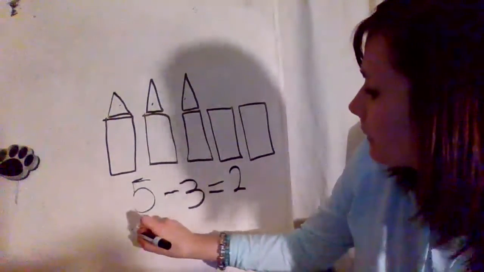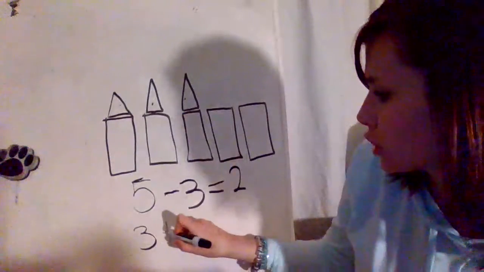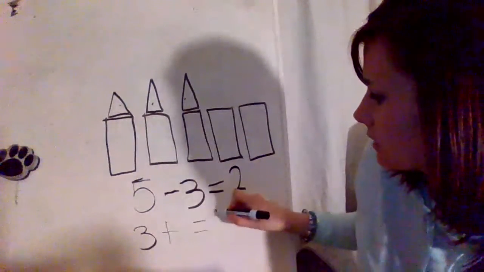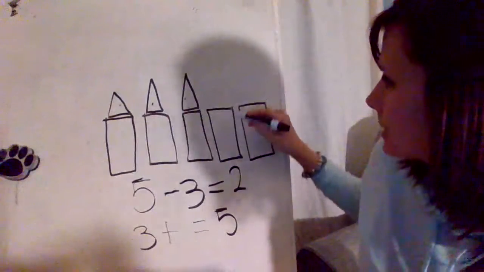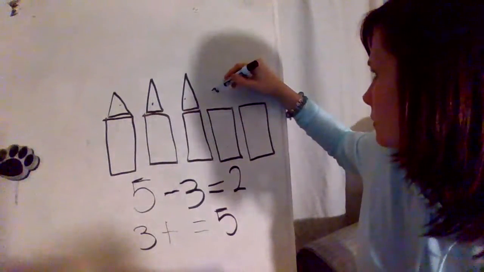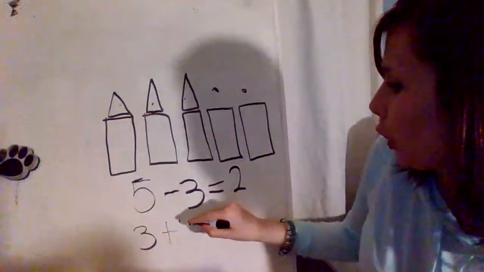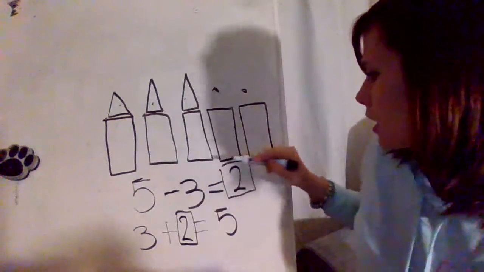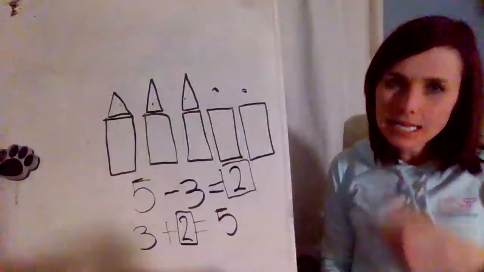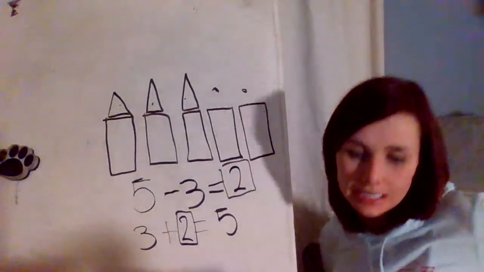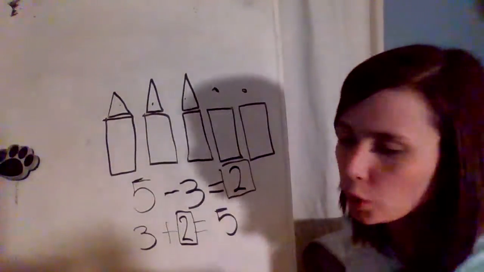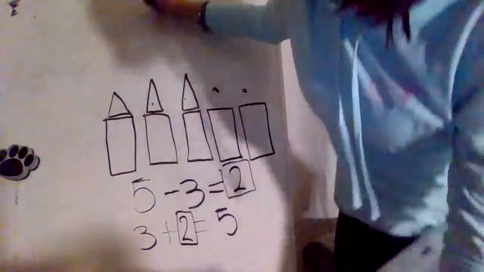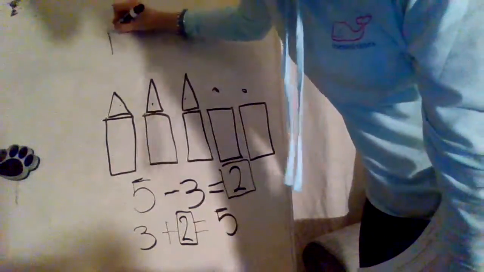Right. 3 plus a mystery number equals 5. And what is that mystery number, boys and girls? 2. Nice job. Okay. And our statement would be Peter needs how many more cones? 2 more cones. I'm going to write that up here.